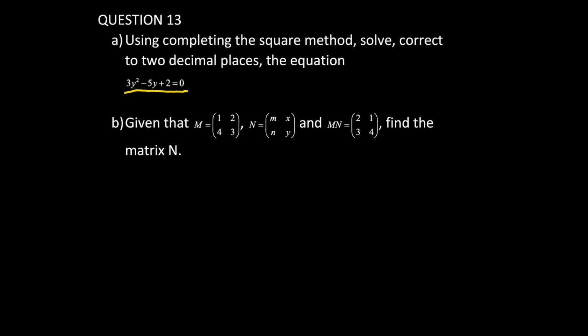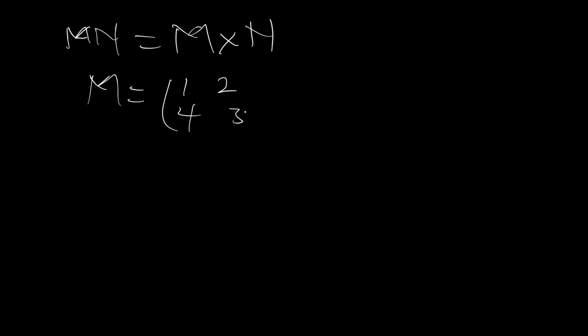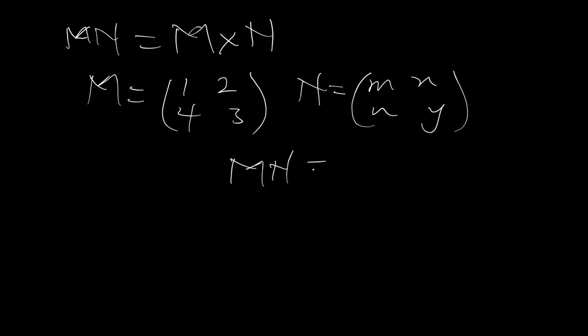So moving on to question 13B. Given that M is equal to the matrix 1, 2, 4, 3, and N is equal to the matrix x and y, and MN is equal to 2, 1, 3, 4, find the matrix N. So we know that MN is equal to M times N, and M is equal to 1, 2, 4, 3, and N is equal to x and y, and MN is equal to 2, 1, 3, 4.